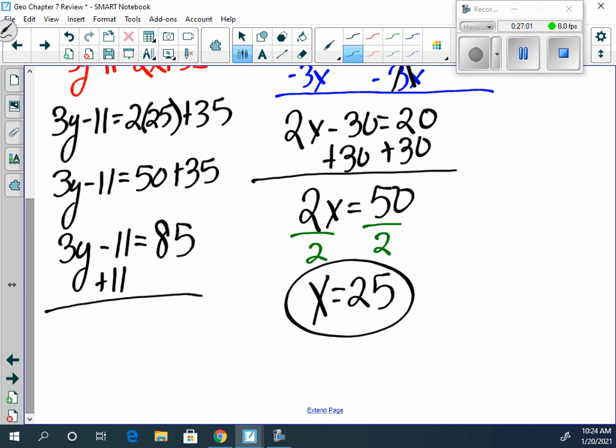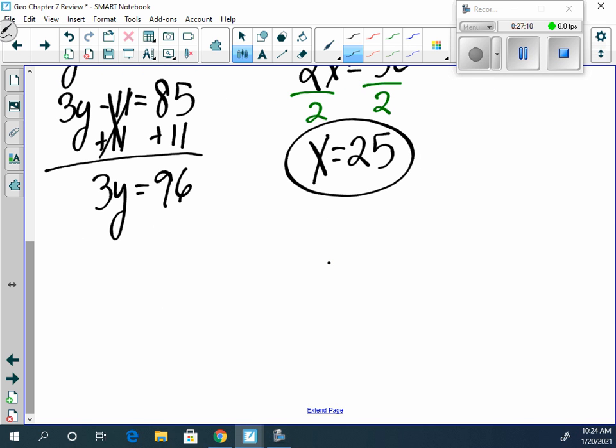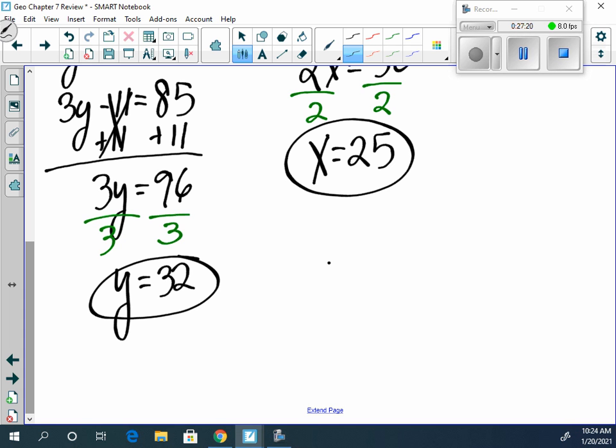At this point here, we can add 11 to both sides, as these will cancel, telling us 3y is equal to 96. And last but not least, we can divide both sides by 3, telling us y is equal to 32. So we had to find the value of x first, and once we found the value of x, we could plug it into the other equation to find the value of y.